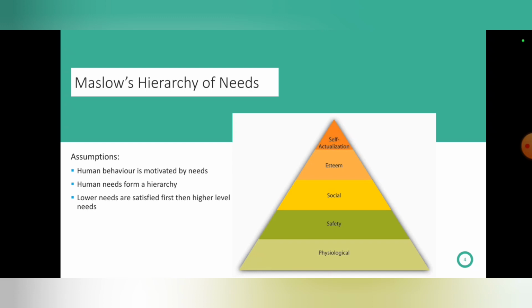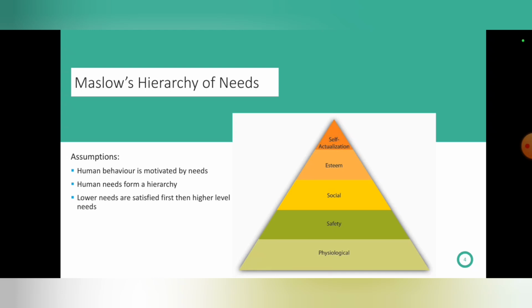food, air, among others. So according to Abraham Maslow, these needs are core to every human being, and until these needs are satisfied, other needs cannot be satisfied.